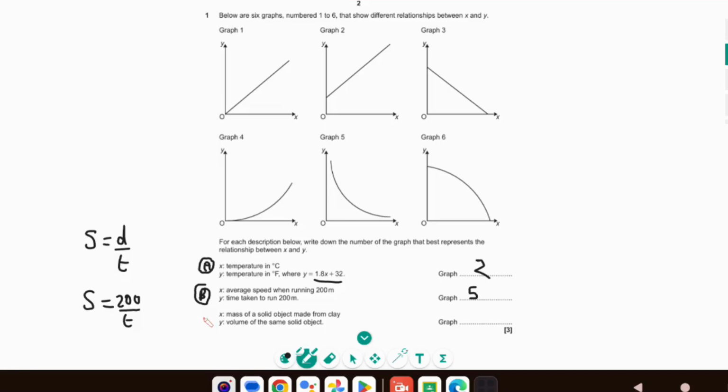And then this bottom one, C. X is the mass of a solid object made from clay. Y is the volume of the same solid object. So as X increases, Y would increase, and it would have to start at 0. It'd be a linear relationship, so it's graph 1.